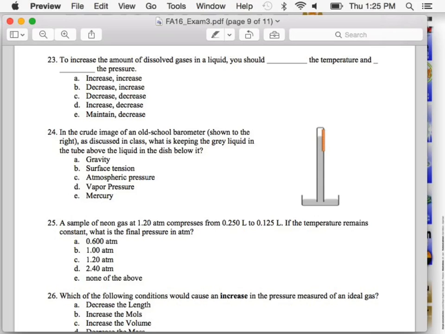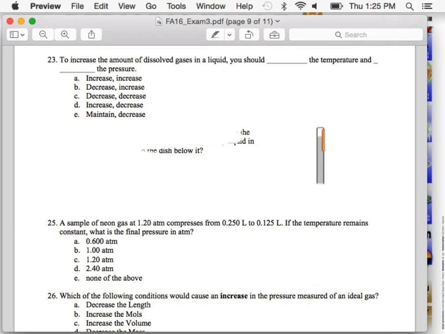Is that in there? I think I can squeeze that in there. Yeah, let's do it. 25. A sample of neon gas at 1.2 atmospheres compresses from 0.25 liters to 0.125 liters. If the temperature remains constant, what is the final pressure in ATMs?